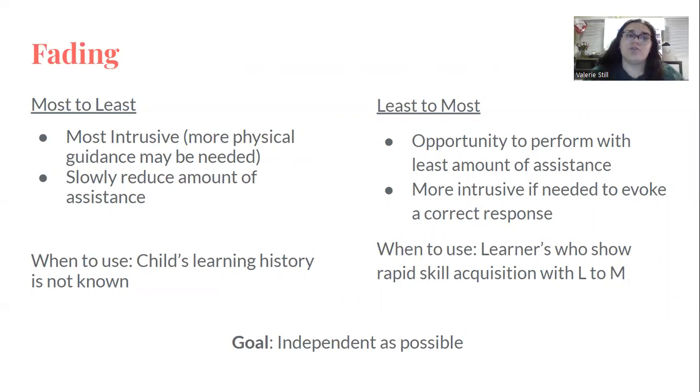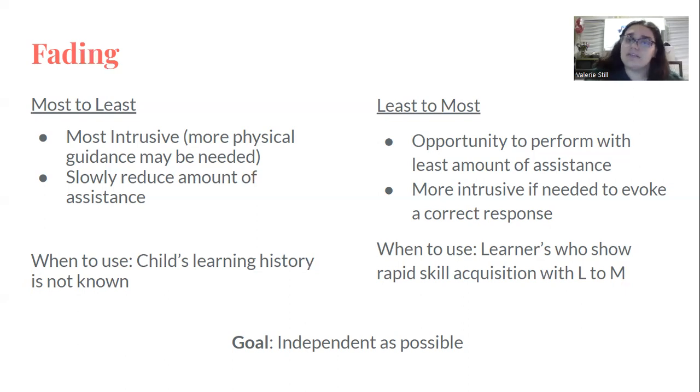When we're using most to least prompting, this means we're going to start with the most intrusive. That might be the physical guidance. If it's not applicable, then we might do a visual or model, and then we're going to reduce the amount of assistance we use. So we start with a physical, and then maybe we just gesture to an item, and we try to get the learner to more independent responding. This one is beneficial when the learner's history is not really known, so you don't have much information about their characteristics. Then most to least prompting would be used.